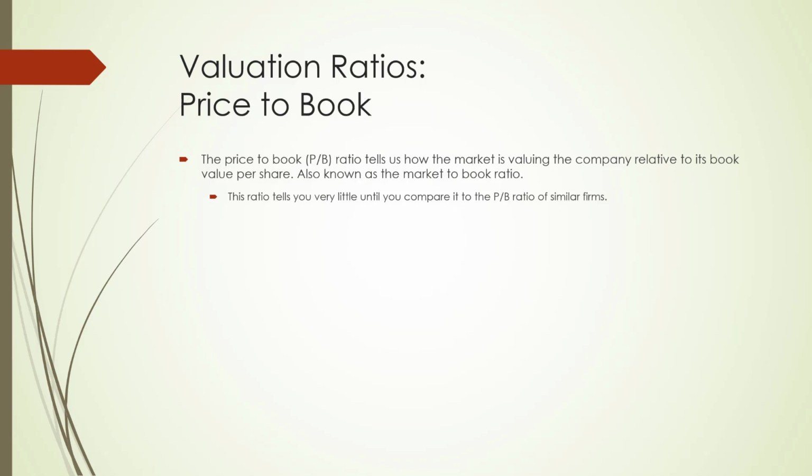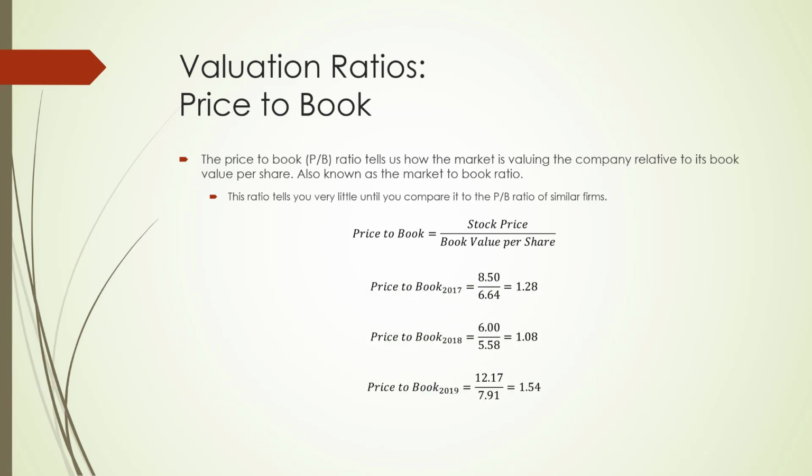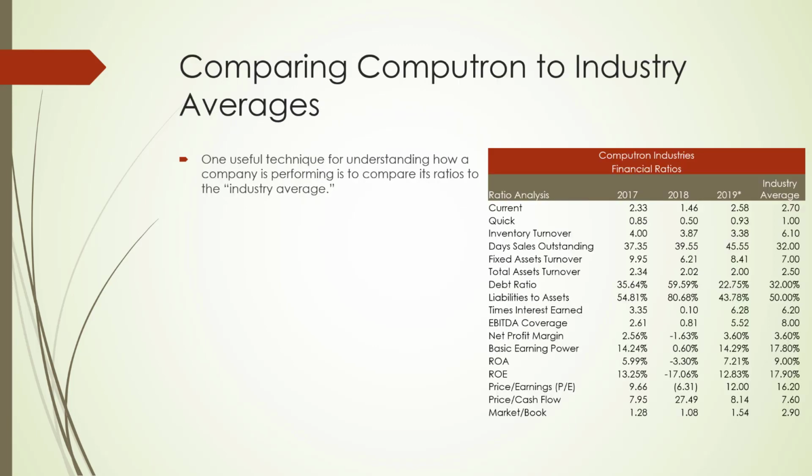The last one we're going to look at here is the price to book ratio. So this is the price per share divided by the book value per share. This is also known as market to book. And this is an important ratio because the stock price is the market price of the stock, and the book value is the value that the stock is carried at on the balance sheet. And here you can see that this ratio has been much more stable than, say, the PE ratio or price to cash flow was.